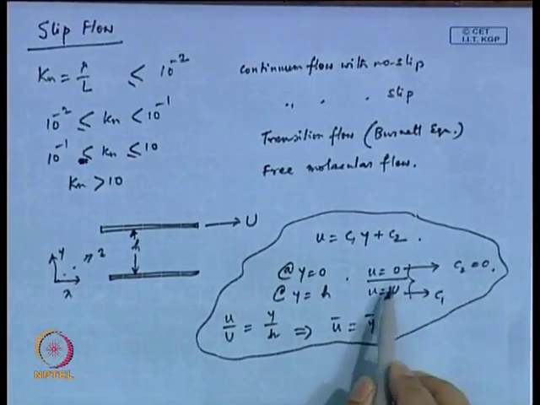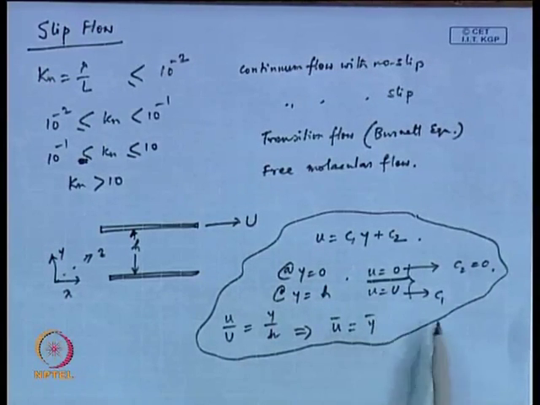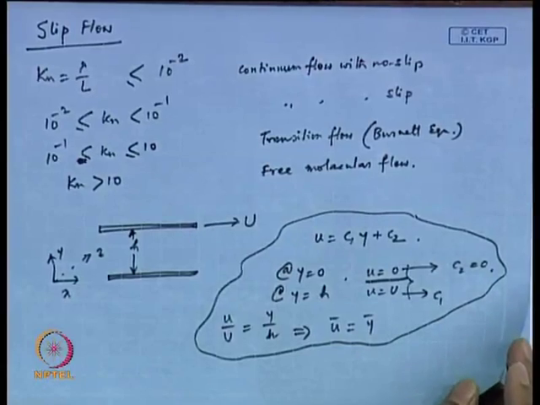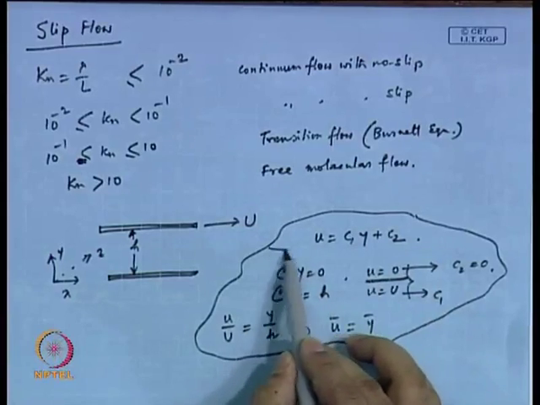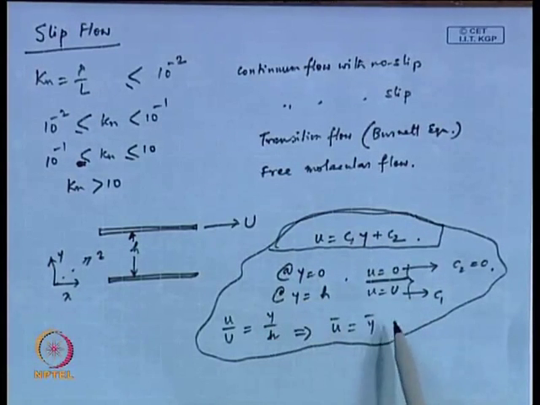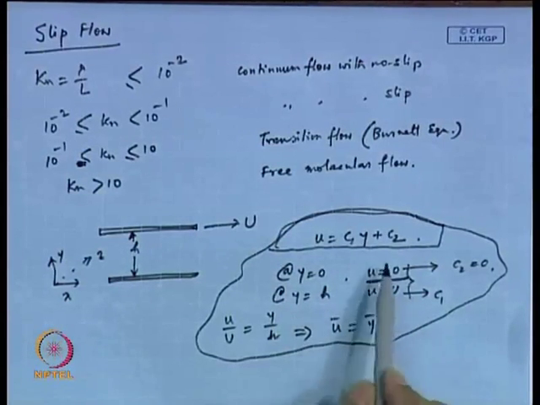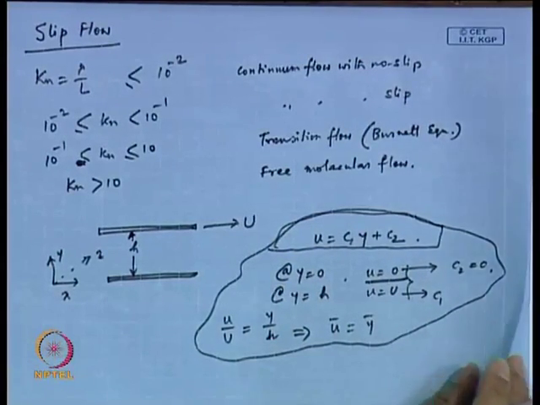No slip means that the fluid at the wall attains the velocity of the wall. Now, if you impose a slip boundary condition, as I mentioned in the last class, the governing equation remains the same. However, the boundary conditions will not be the same. You cannot assume that the fluid near the wall will attain the velocity of the wall. This would be somewhat different. So the boundary conditions will be different, and the magnitudes of C 1 and C 2 will be different.